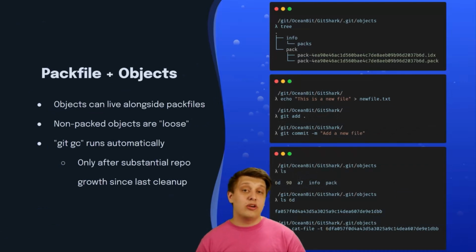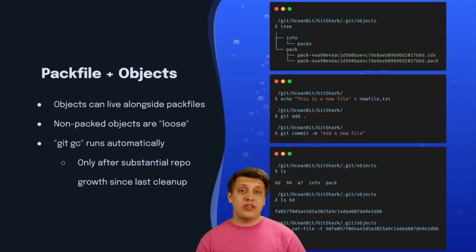So pack files can also live alongside objects. So if we were to run git gc and only have our pack and index files, and then later add a new file, git add, git commit them to create new objects. If we ls the git objects directory, we would see our pack files, yes, but we'd also see 3 new objects that are not part of that pack file. These objects that are not packed are called loose objects.